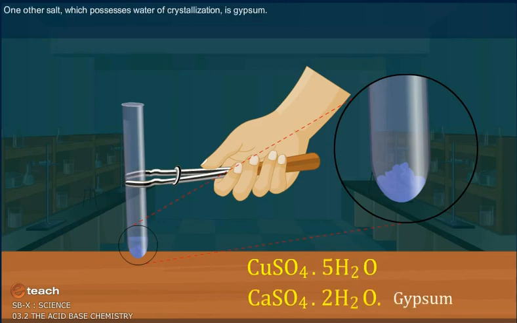One other salt which possesses water of crystallization is gypsum. It has 2 water molecules as water of crystallization. It has the formula CaSO4 and 2 molecules of water.